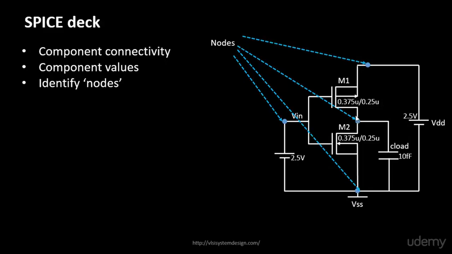For example, let's look into this and this node. In this case, this M1 transistor is defined between 3 nodes, this node, this one, and this one.